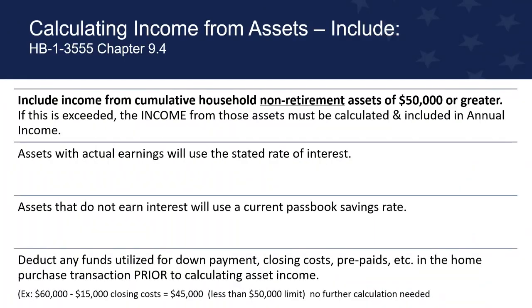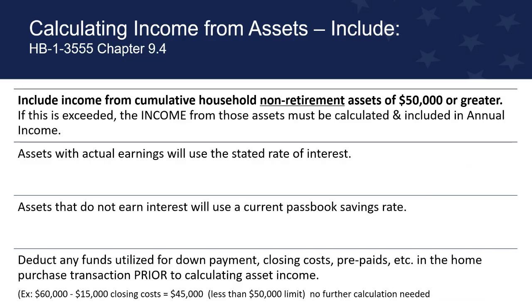You must review the asset information provided by the applicants and household members at the time of loan application. When the total net non-retirement family assets exceed $50,000, you will need to calculate the income from those assets and include them in the annual income. Net family assets with actual earnings will use the stated rate of interest to calculate the annual income. And family net assets that do not earn interest will use a current passbook savings rate to calculate the annual income. A current passbook savings rate can be verified through the lender's personal banking rates, online website, or other applicable sources. For clarification, net assets means assets that will still be available post-closing.